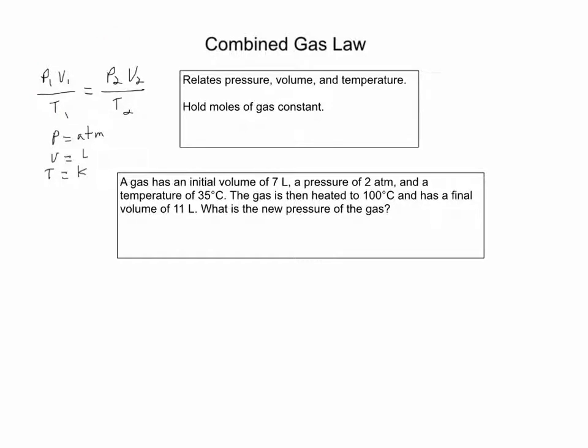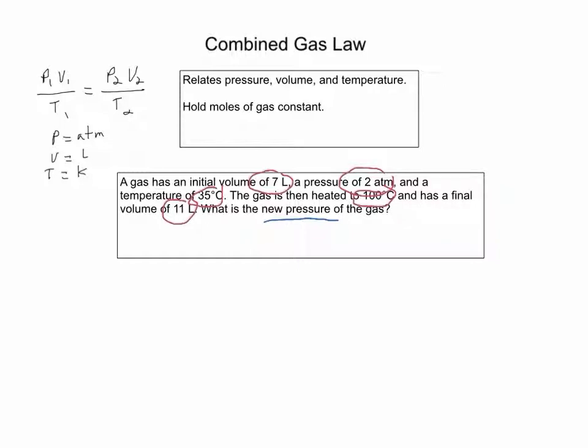If you only saw 2 of those variables, you would have to choose which law would be appropriate. If you only saw pressure and volume, you would use Boyle's. If you only saw volume and temperature, you would use Charles. But we see all 3 variables, so we're going to use the combined gas law. So let's circle the important values. Our volume of 7 liters, 2 atmospheres, 35 degrees Celsius, 100 degrees Celsius, 11 liters, and then underline what the question is asking. What is the new pressure?